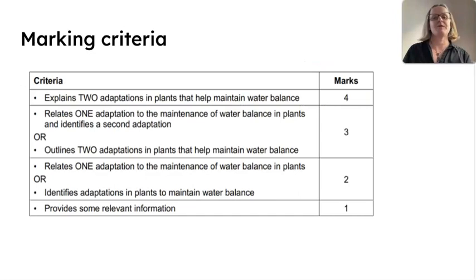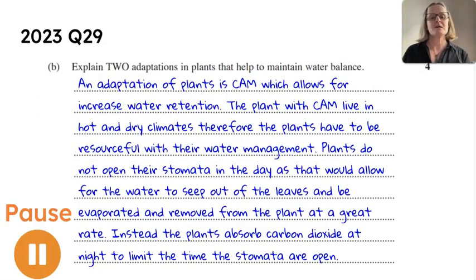Yes. That's exactly what they're looking for. If you do it for 2, you get 4 marks for each. If you manage to do it for only 1, you're going to be dropping down the marking criteria. So let's see how this student has done. So have a read of their response and pause it, look back at the marking criteria and give them a mark out of 4.